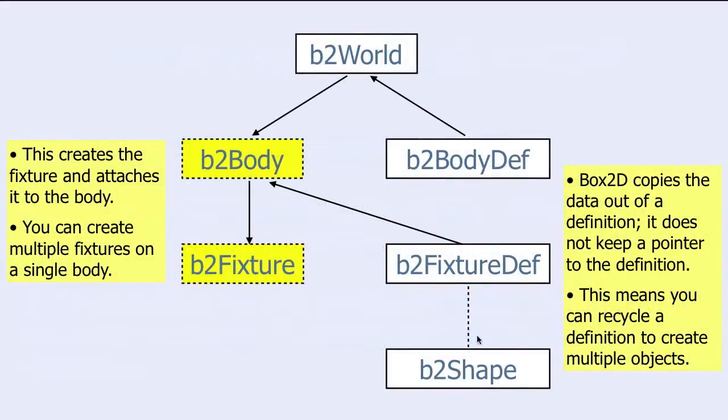First, we create our shape and attach it to a fixture definition. We send that fixture definition to the body, which attaches the fixture to itself. Now the body knows its shape, density, and so on. Observe that you can add multiple shapes to a single body.